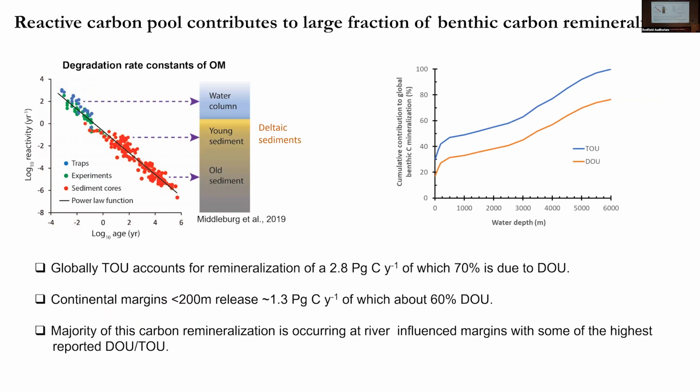So when I did that scaling, it turns out globally TOU remineralized approximately 2.8 petagram of carbon, out of which 70% is due to diffusive oxygen uptake. And when you just squeeze it to that top 200 meter, which I define as the shelf here, that's about 50%. And when I start doing a cumulative graph here, the difference is set right here between TOU and DOU.